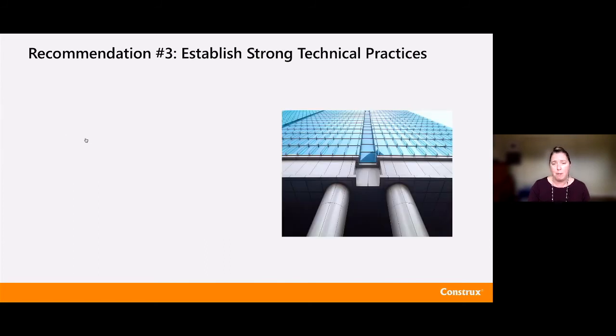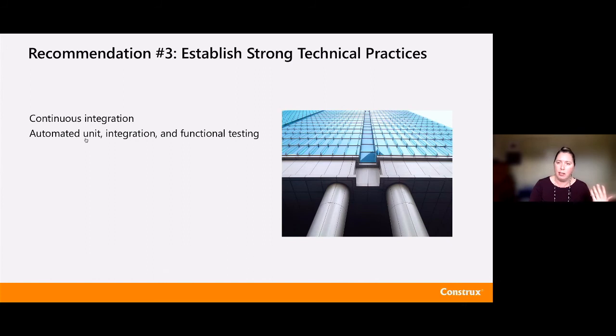And to do that, recommendation number 3 is establish really strong technical practices. We want to look at things like continuous integration, continuous deployment pipelines, automated testing, both unit, integration and functional testing. A lot of organizations I've worked with who are doing a wonderful job at good, fast value delivery also incorporate test-driven development, the idea of writing the tests before we write the code, so that we're really thinking about how do I make the code testable?